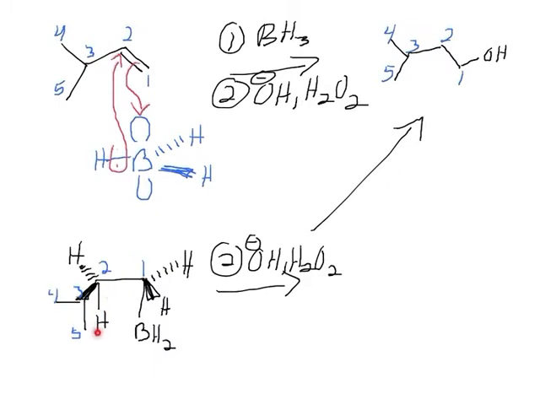So carbon 2 gets a new hydrogen. This hydrogen right here is this hydrogen. There were 2 hydrogens here to start off with. Those are those 2. There was 1 here, and that's this.